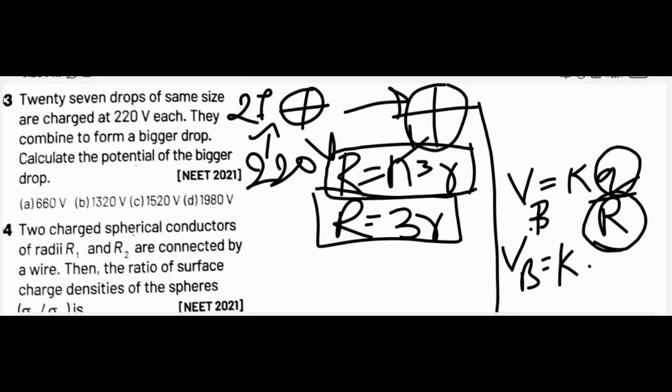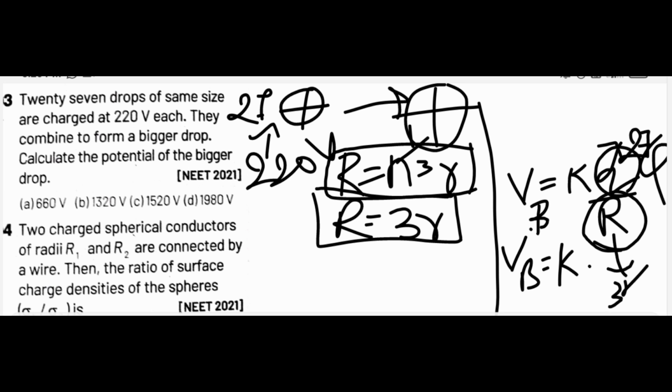here the potential of the bigger drop is equal to K into, what is the charge here? The volume is going to be constant, so from that relation we got a radius that is 3 times the small r. Again, the charge from those 27 spheres will remain the same for the bigger sphere, that is 27 times the charge. So in terms of this small q, you can write capital Q as 27 times q, and capital R as 3 times r.